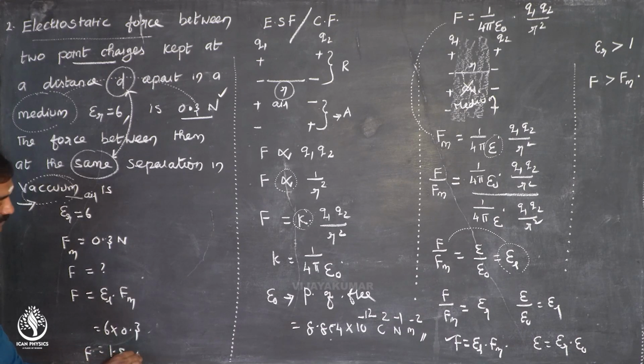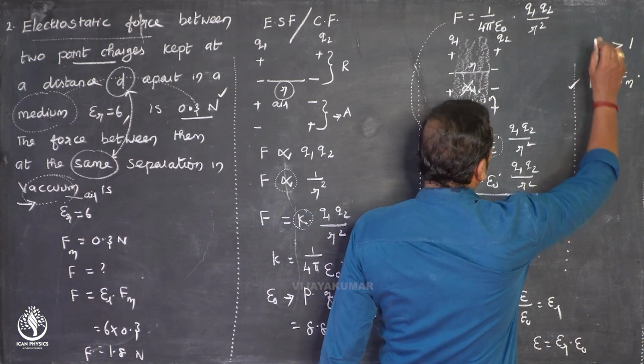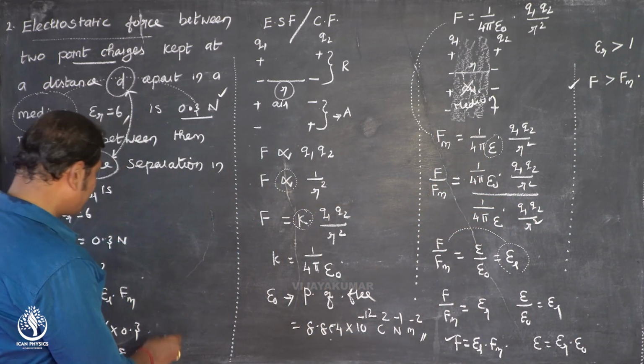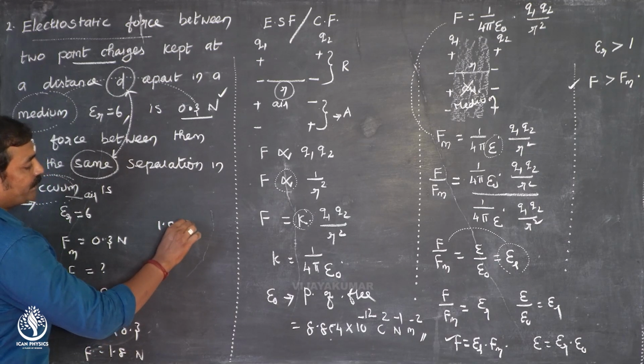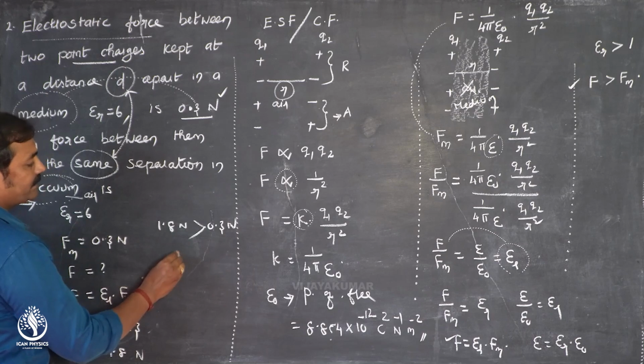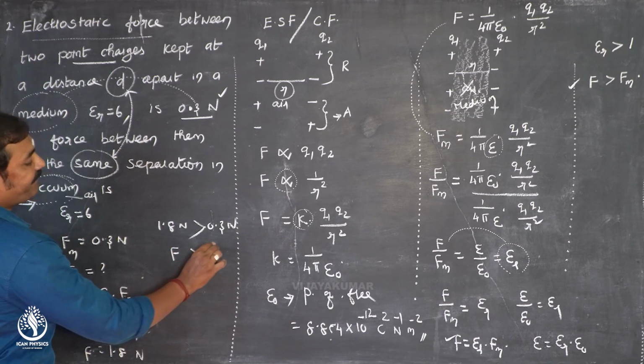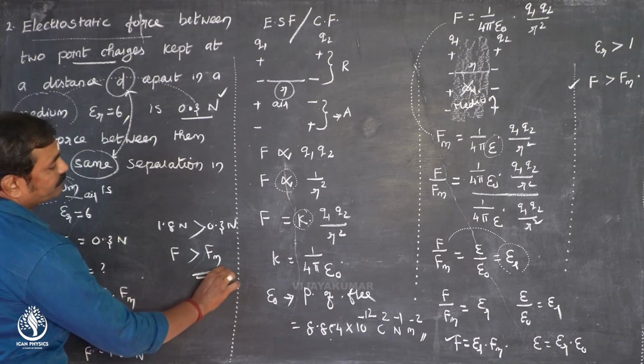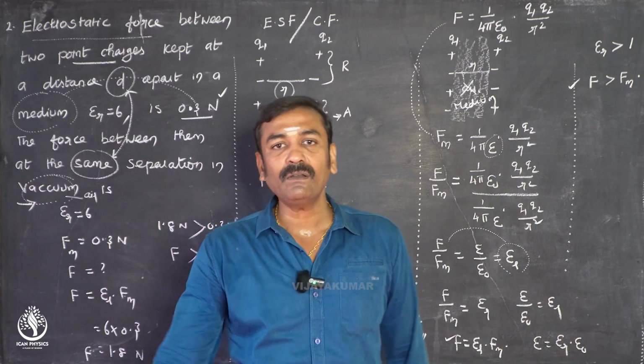So what is the unit of force? Unit of force is Newton. So here F is greater than Fm. Yes. So how we can say the 1.8 Newton is greater than 0.3 Newton. So by using that, we can say F is greater than Fm. Okay, do you get it now?